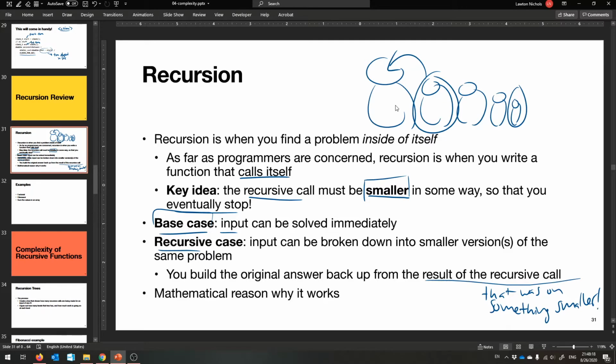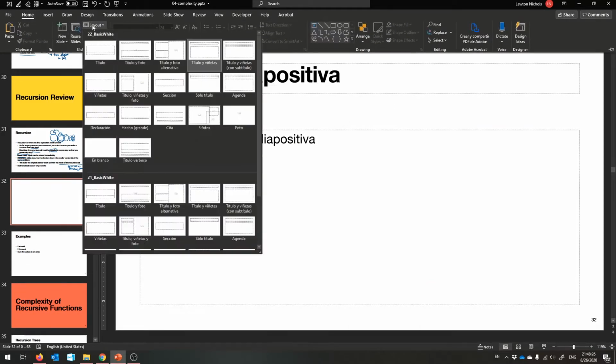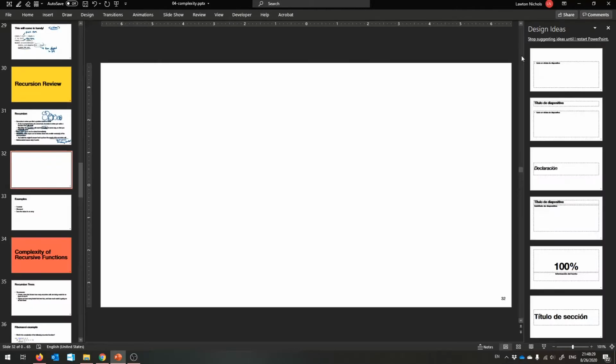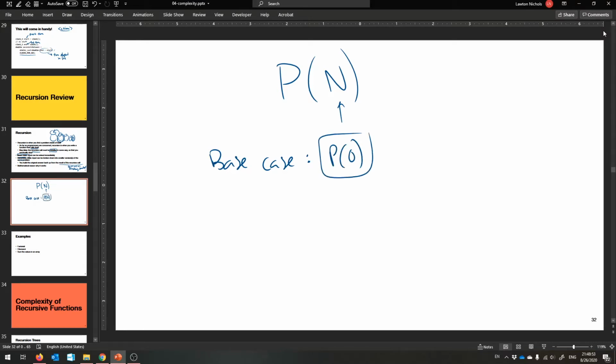Okay? And the mathematical reason why it works, if you care at all, is this. I'm actually just going to make a blank slide. So when we have a recursive problem, let's pretend that our problem is very generic. It's called P, and it takes a certain input. P of n is our problem. Okay? So a recursive problem is one where we can find P inside of itself for smaller values of n. Okay? So a base case looks like P of 0. I can immediately give the answer for P of 0. I don't have to do anything else. The recursive case looks like this.